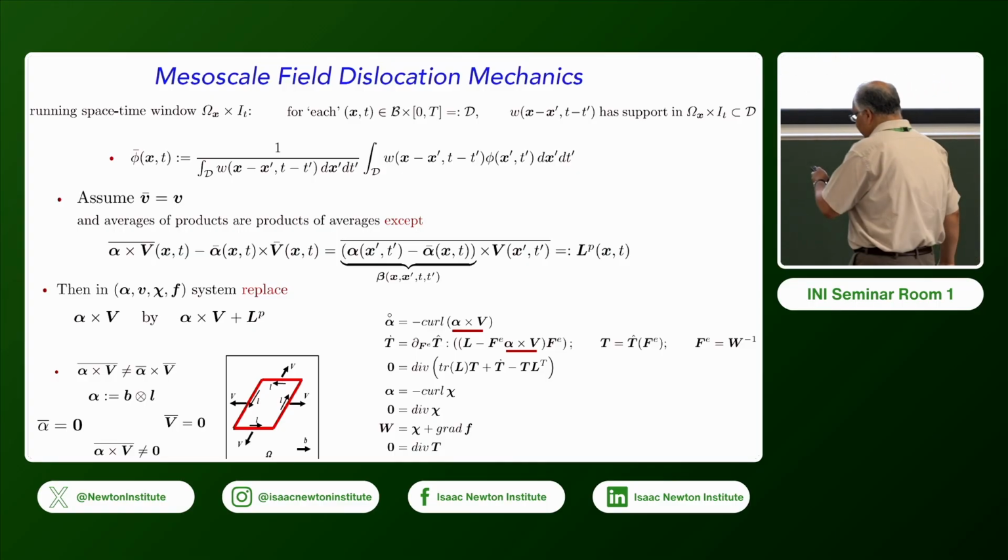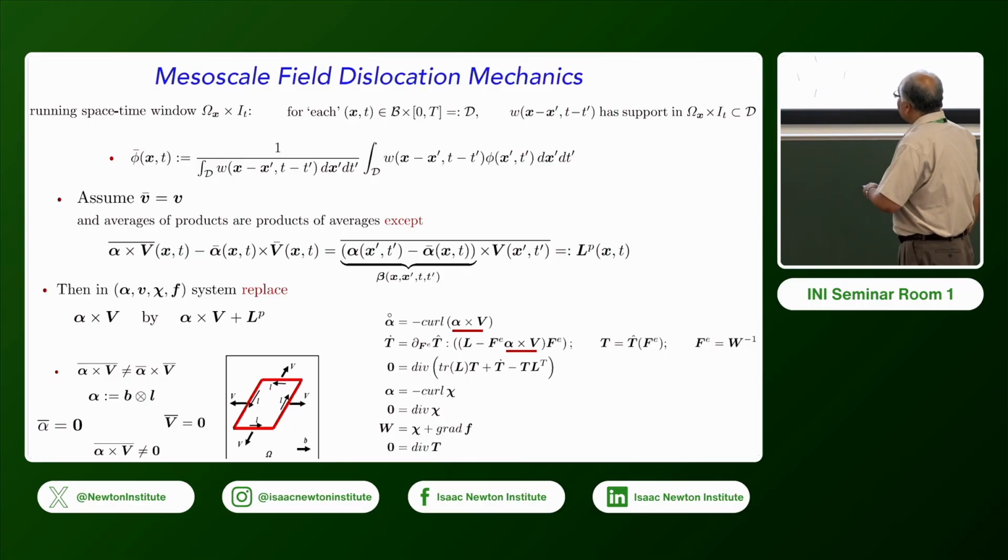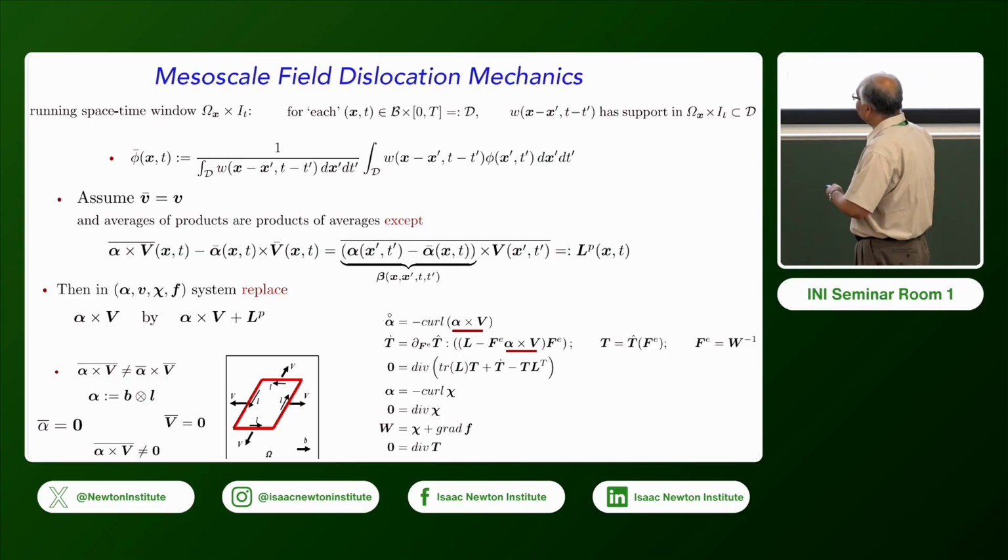And what goes on over here is the following. Suppose you have a loop, and this is the averaging volume. So alpha cross V, alpha is of this form. You see, alpha bar is going to be 0 because this edge cancels this one, this one will cancel that one. The V will also, this one will cancel that. V bar is also 0.